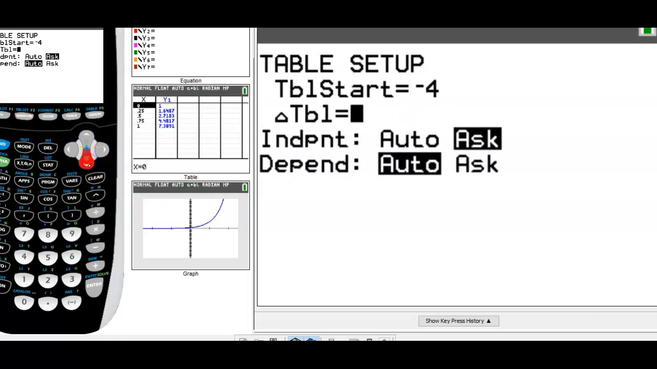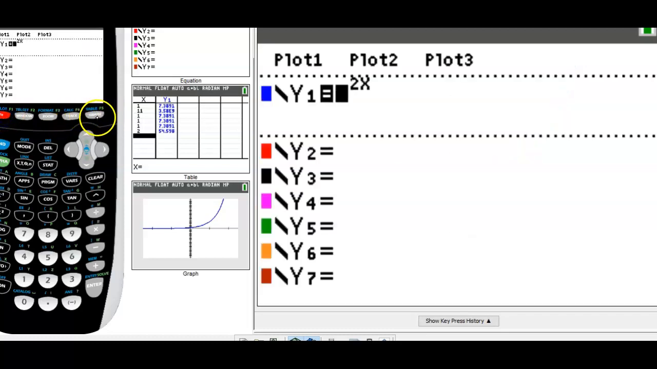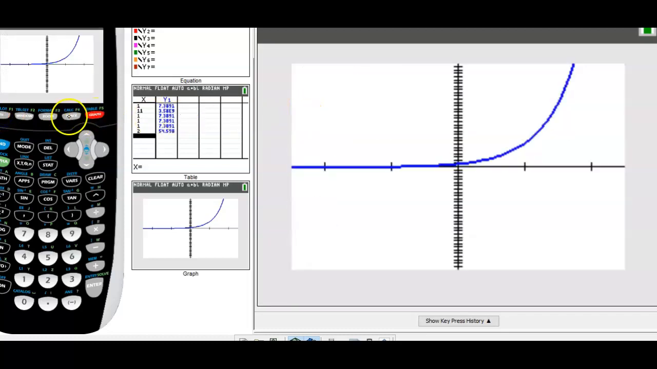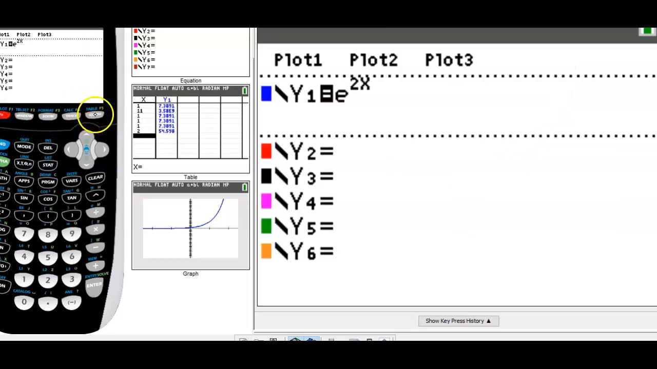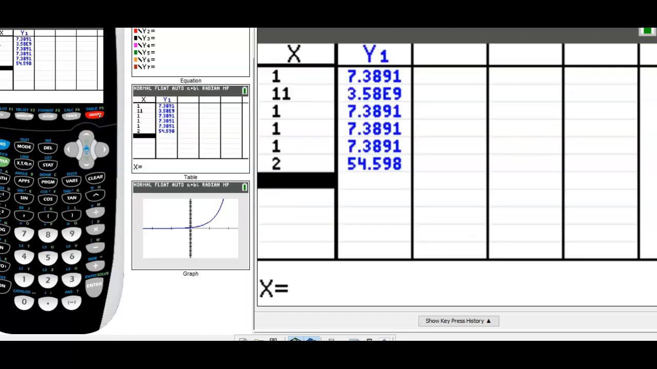So I go to the independent variable. It's normally set on auto. We want to slide over to ask, because I want to put specific values in there. Now I'm going to hit graph, and your graph should look like this. And now we're going to press second and graph again because I want the table. Oh, I'm not pressing second. I'm tripping. There we go.